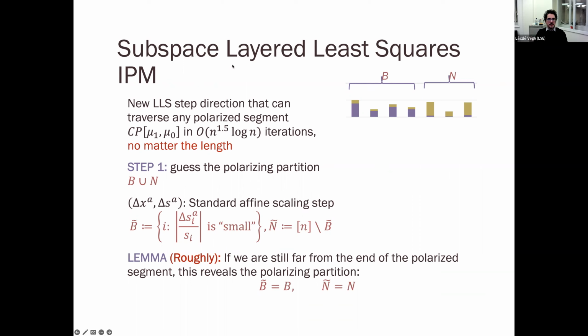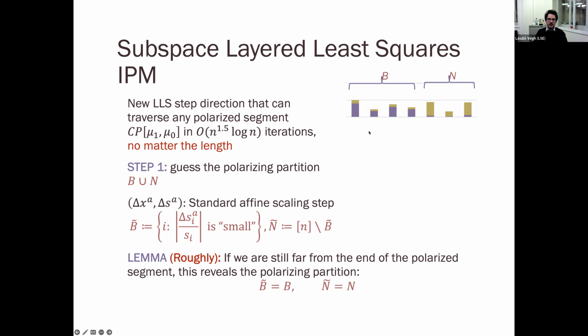What our goal is in this new algorithm, which is a new variant of this layered least squares interior point method, we call the subspace layered least squares method, is that we can traverse any polarized segment in n to the 1.5 log n iterations. This can be an arbitrarily long polarized segment, and we don't have any kappa dependence or anything. It's really this strongly polynomial bound.